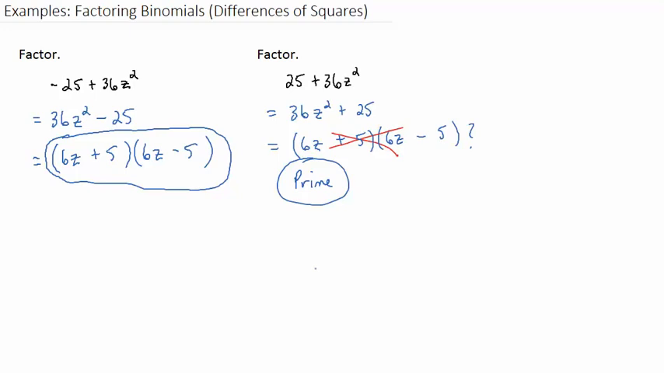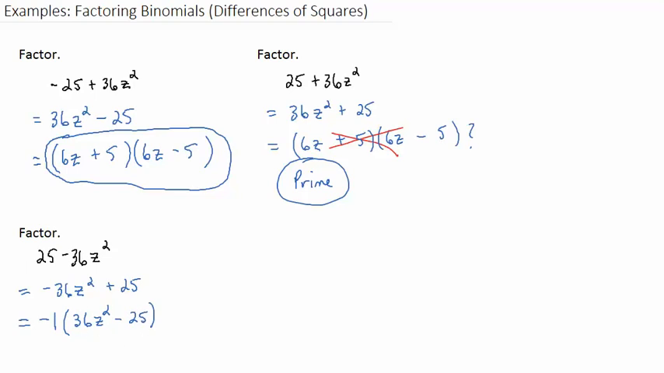Let's do another. So here we have another polynomial. It is a difference, however, it is not in the right order. So if we move it around to get negative 36z squared plus 25, now it's not a difference, it's a plus. But we notice that the first term's negative. Anytime your first term's negative, when it's in the right order, factor the negative out along with your GCF. Well, there is no GCF except for 1, so we're going to factor out a negative 1, which changes negative 36z squared to positive 36z squared, and positive 25 changes to negative 25.